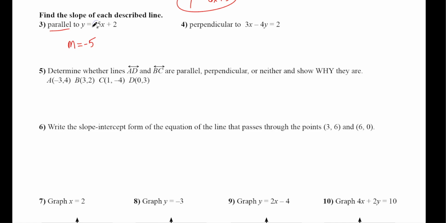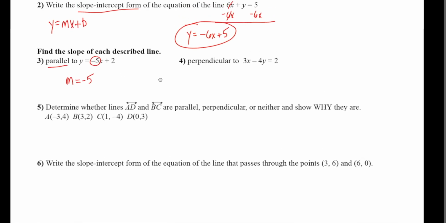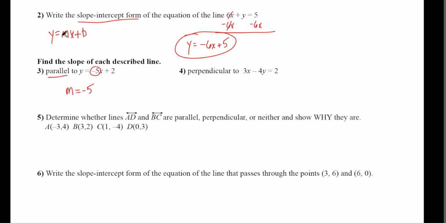What is the slope? It's the m. It's the thing that's right next to the x. Remember what the slope-intercept form was? y equals mx plus b. Which one is the slope? Is it mx? No, it's only the m. So what's the m here? It's just negative 5. If you wrote negative 5x, I marked it wrong because that's not the slope.